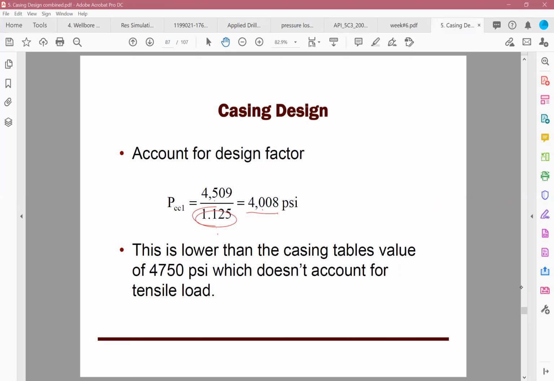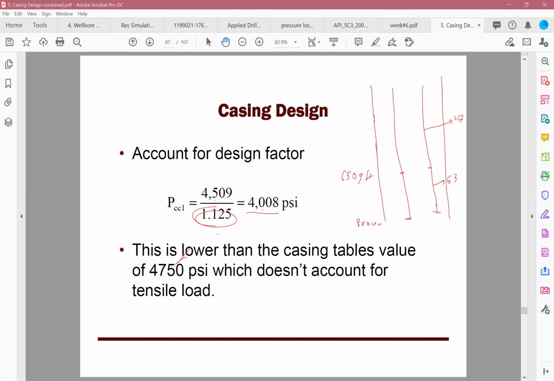Now, compare it with whatever was initially, 4,750 PSI. They are different, right? So what you need to do is now design based on this. I mean, find the new depths based on the new collapse rating. How much were you initially? You were at 6,509, right? Feet. And here is 8,000 feet. And this is 47. And this is 53.